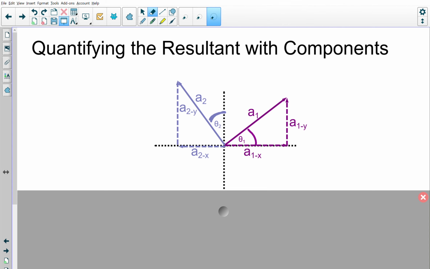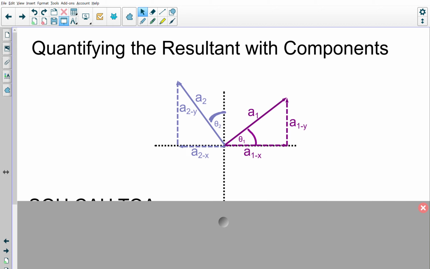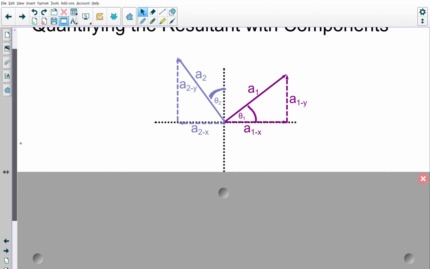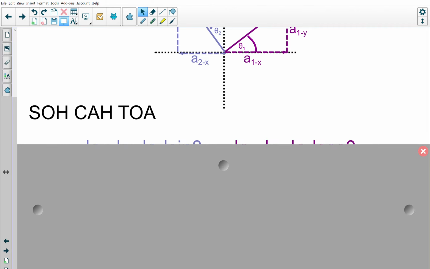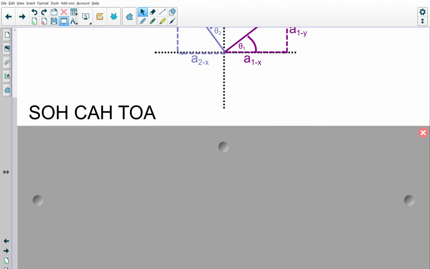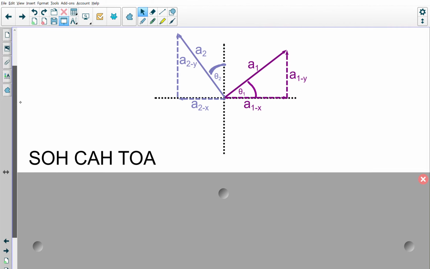We are doing vector algebra, very basic, but we are adding vectors. And so the rules are a little different, and we'll check them out in just a moment. All right, how do you figure out a2x and a2y? How do you figure out a1x and a1y?